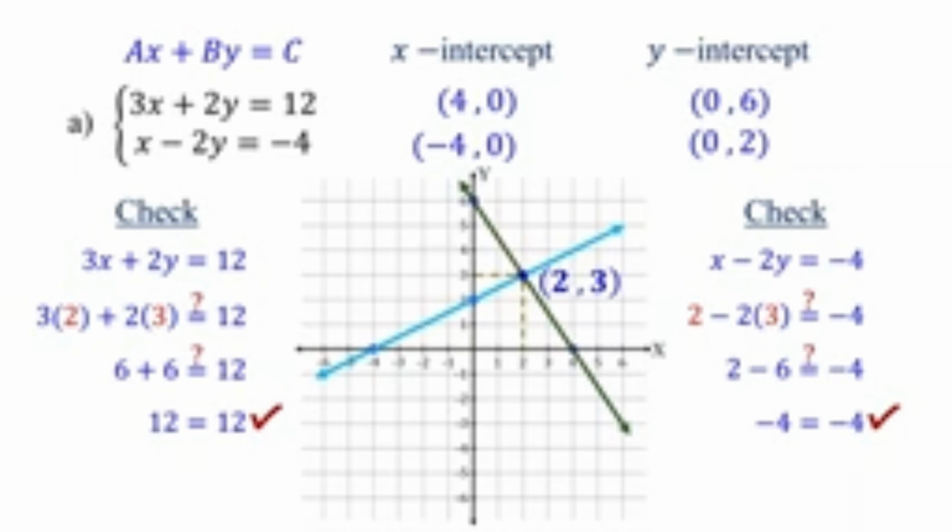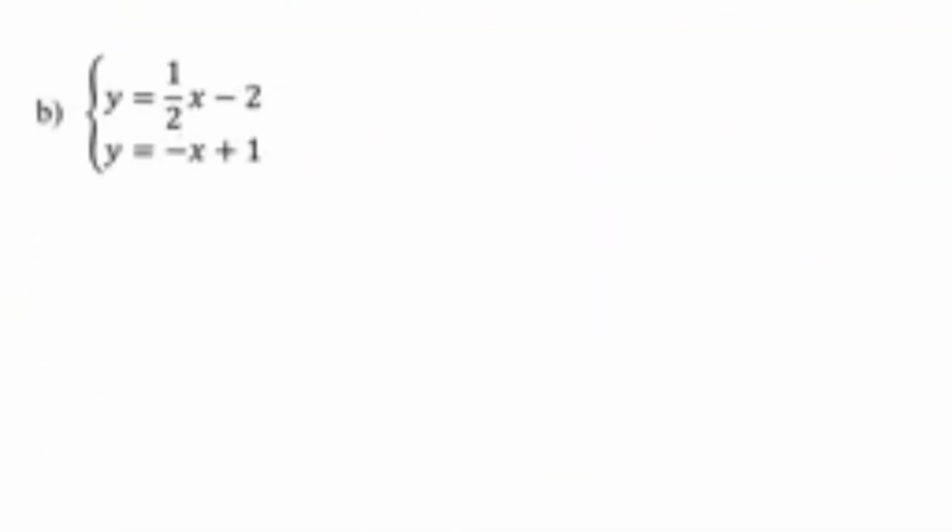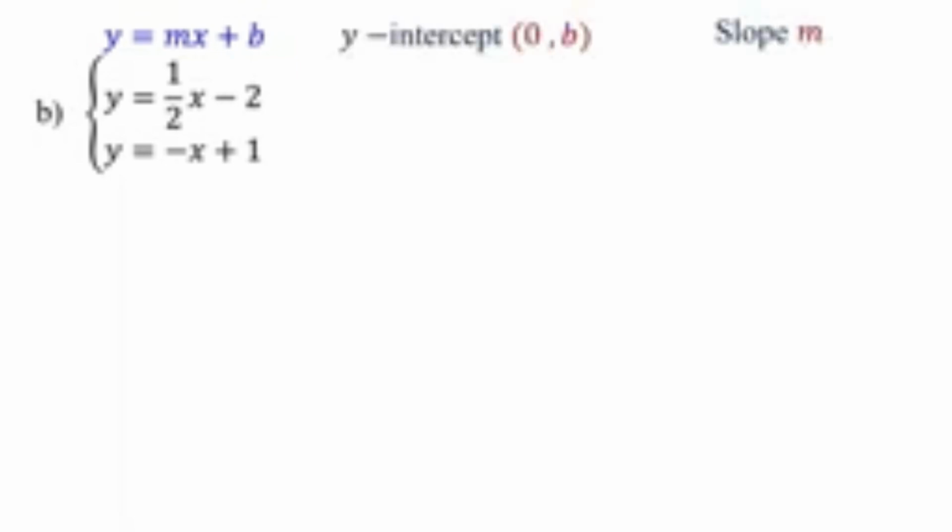Now, let's solve the second example where the equations are given in slope-intercept form. To graph an equation in slope-intercept form, the most straightforward method is to use the y-intercept and the slope. So, the first step is to identify these values from the equations. For the first equation, the y-intercept is at 0, -2, and the slope is 1/2. For the second equation, the y-intercept is at 0, 1, and the slope is -1.